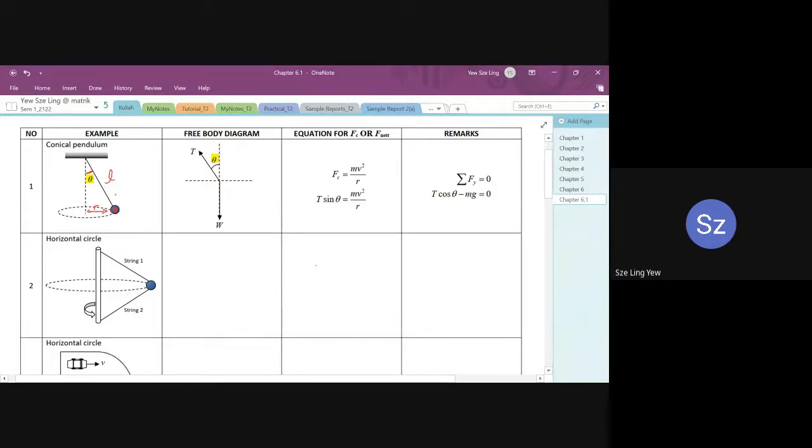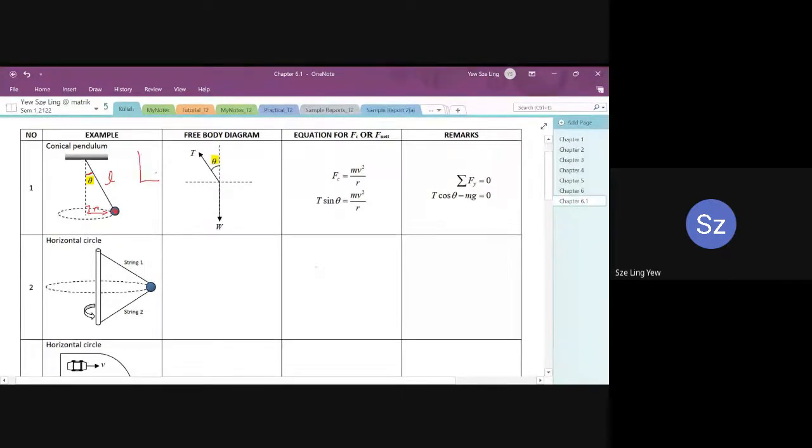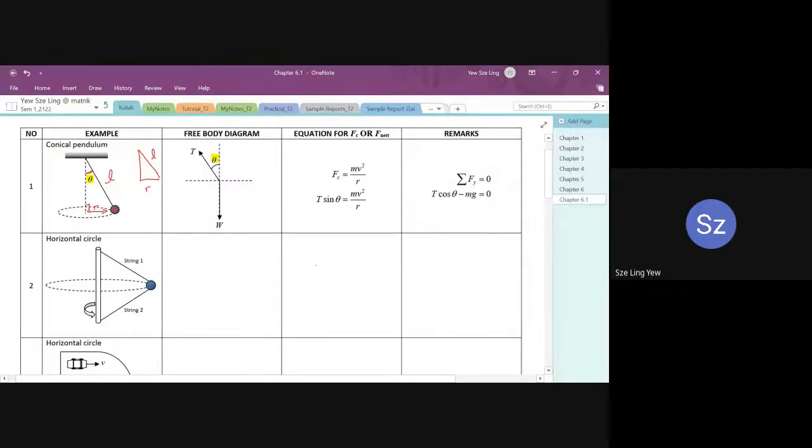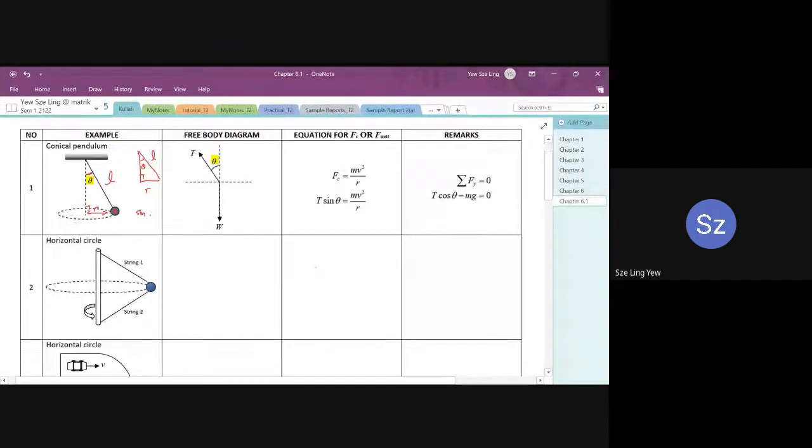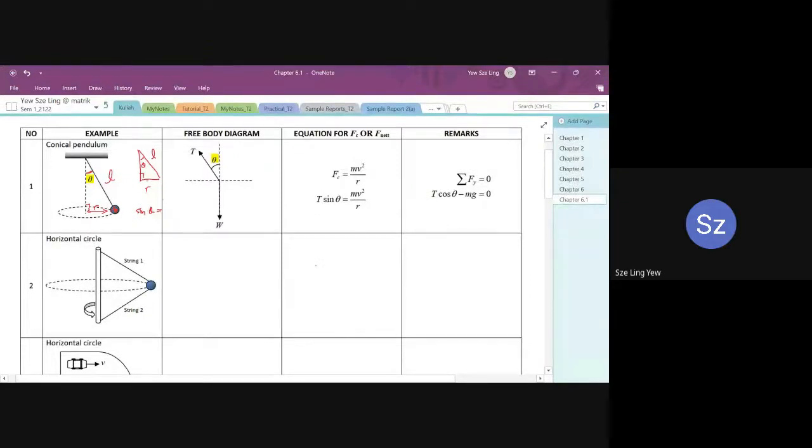Very often, questions give you the length of the string and the radius, but they are not giving you the angle. Then you yourself have to know how to calculate it. It forms a right angle triangle. So now you have a triangle like this. This is your L, this is your R. The angle is unknown. You have the hypotenuse and the opposite. So how are you going to determine the angle? You use sine theta equals opposite over hypotenuse, which is R over L. From here, you determine the angle.